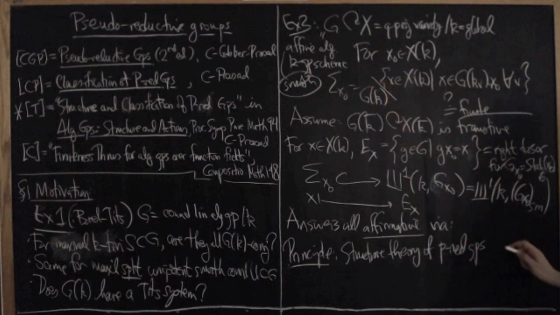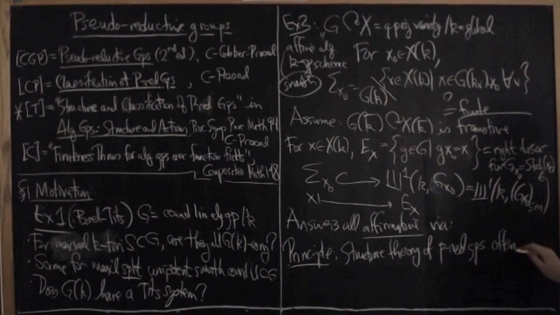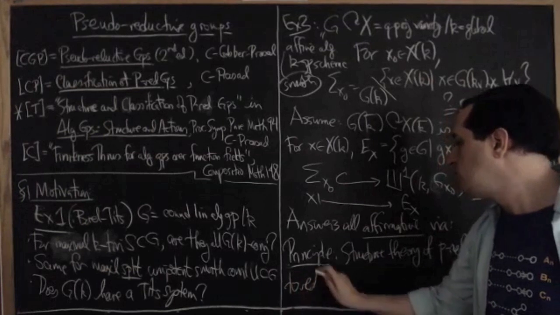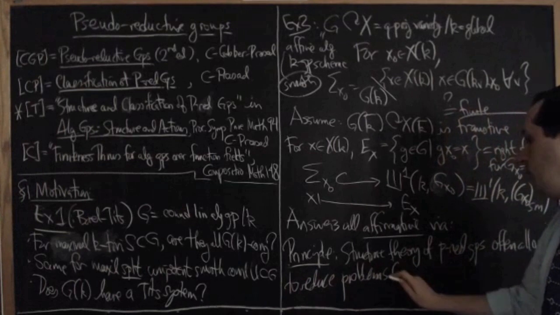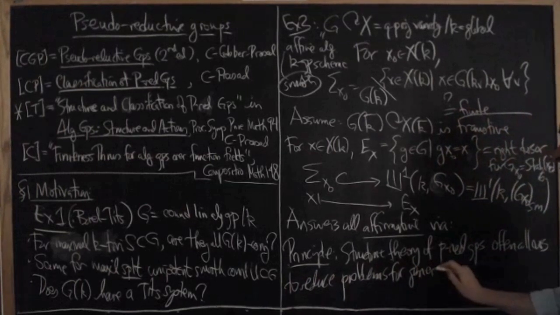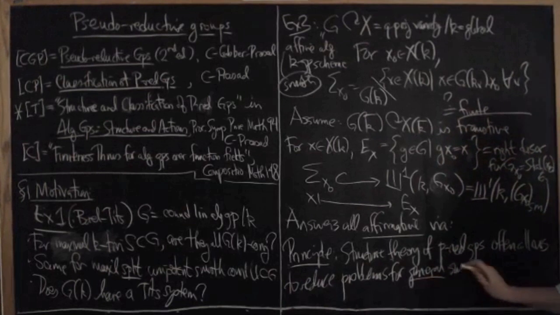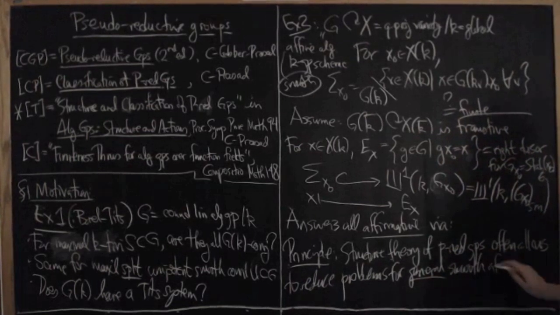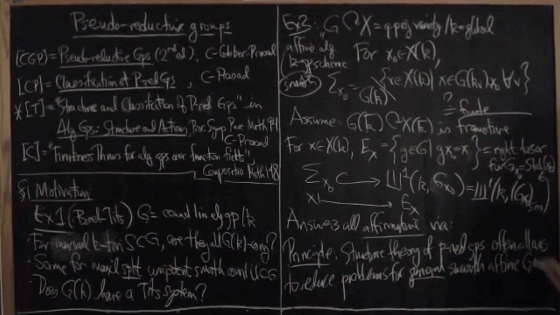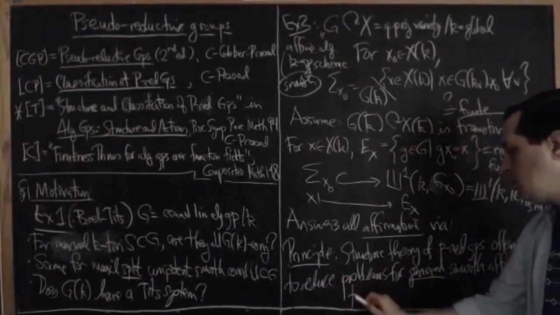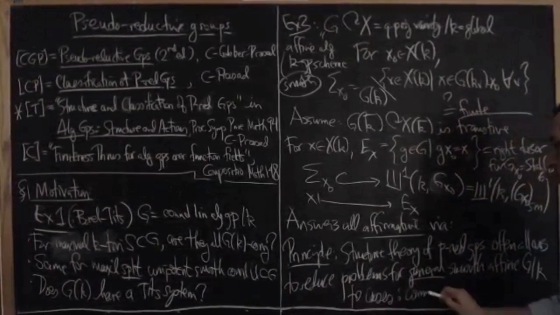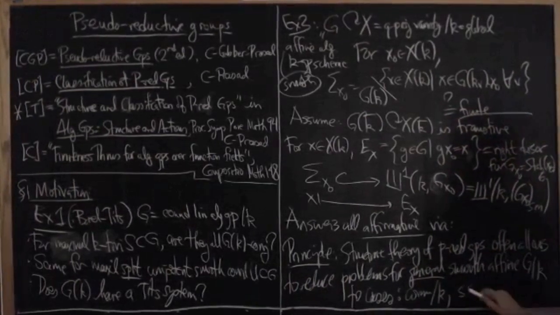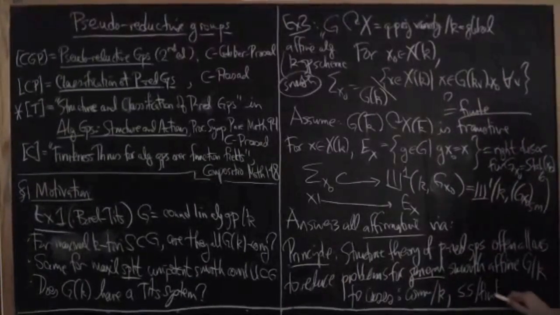And so the structure theory of pseudo-reductive groups often allows one to reduce problems for general smooth affine groups over a field to the cases of commutative groups over K and connected semi-simple groups over finite extensions.